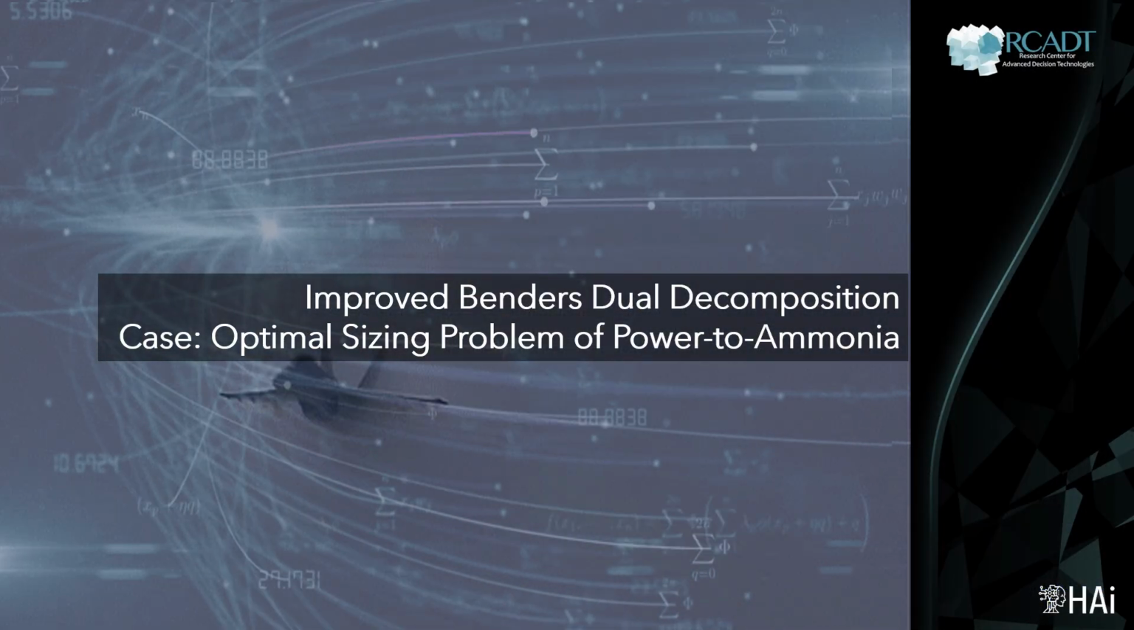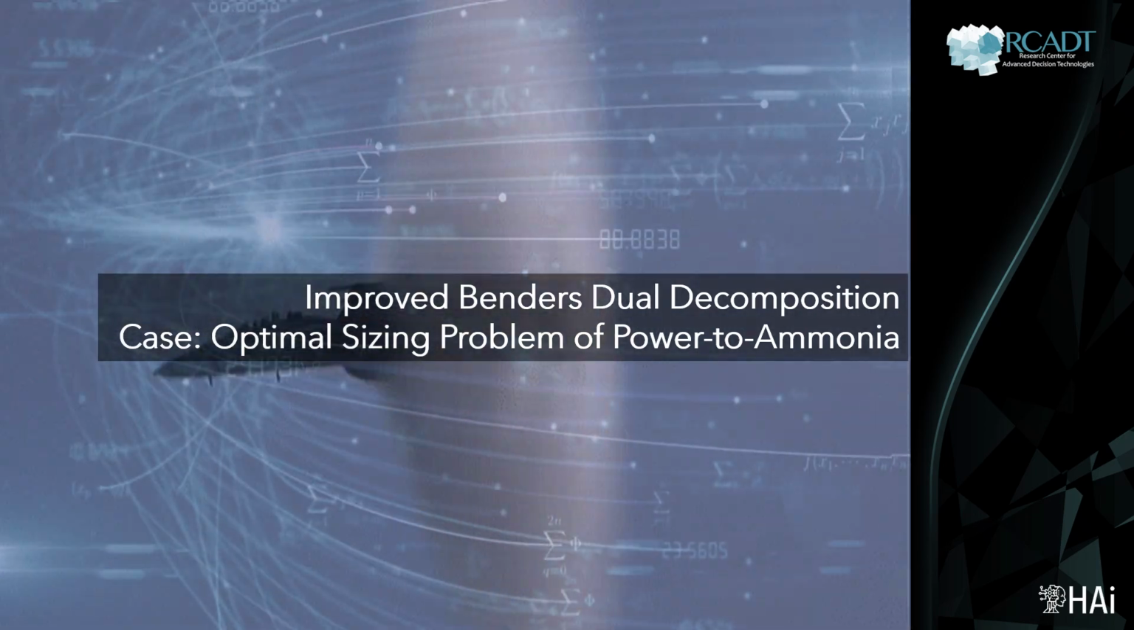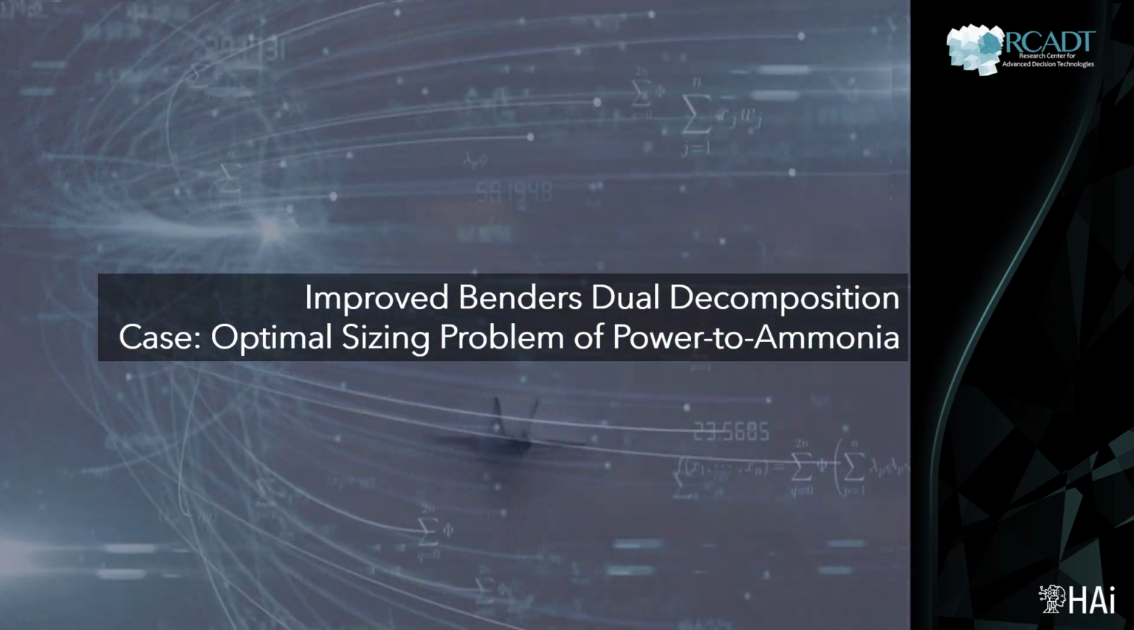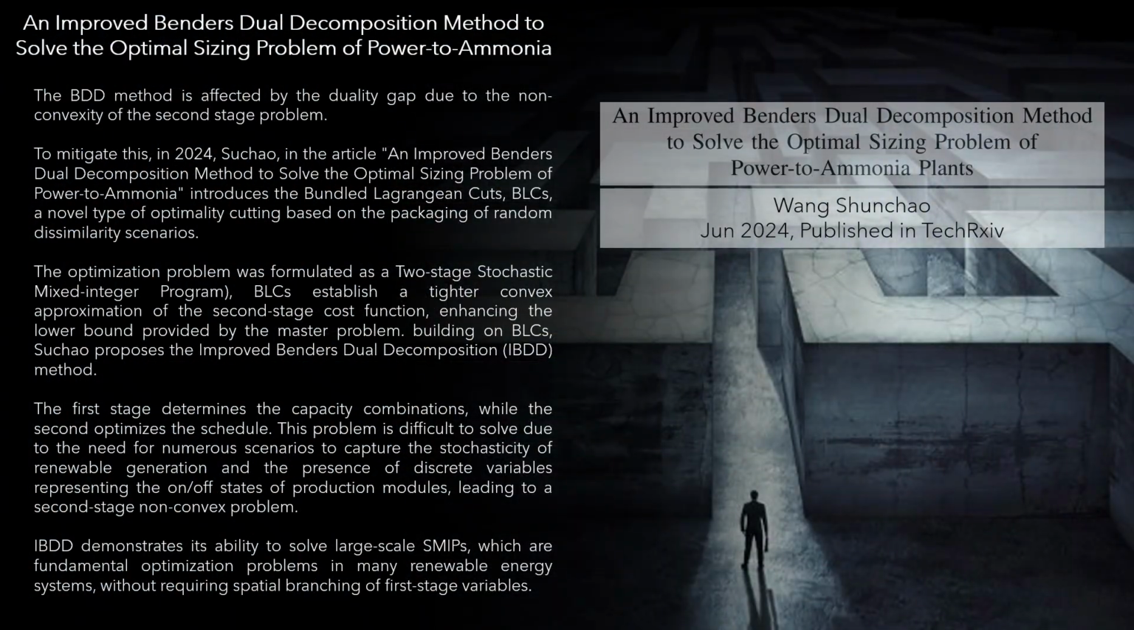Improved Benders Dual Decomposition. Case: optimal sizing problem of power to ammonia. The BDD method is affected by the duality gap due to the non-convexity of the second stage problem. To mitigate this, in 2024, Suchau, in the article "An Improved Benders Dual Decomposition Method to Solve the Optimal Sizing Problem of Power to Ammonia," introduces the Bundled Lagrangian Cuts, BLCs, a novel type of optimality cut based on the bundling of random dissimilar scenarios.